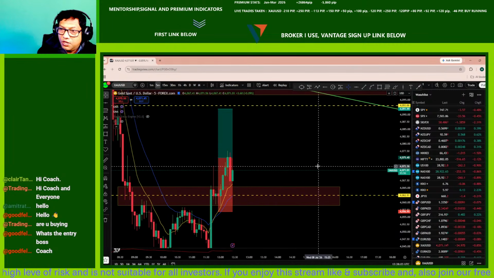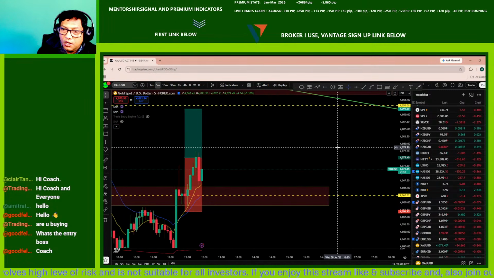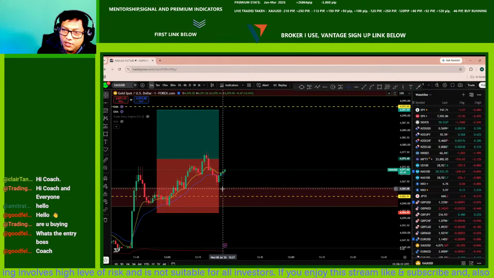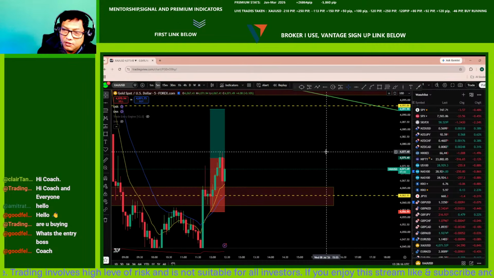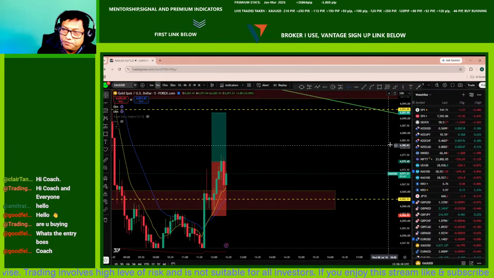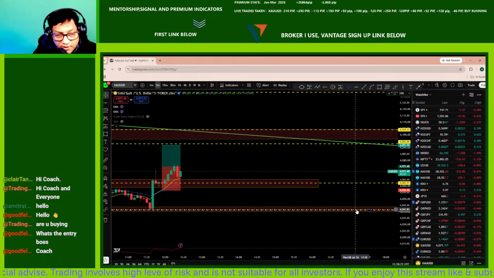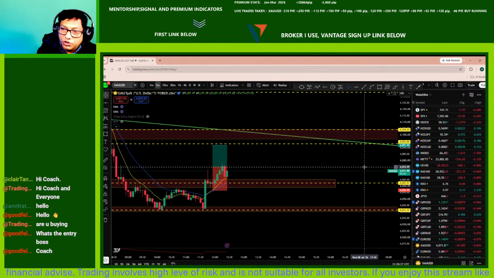Here with this support level that you can see, the market shows an upside bias, an upside momentum. In this market context, the price action is possibly going to create a new higher high.